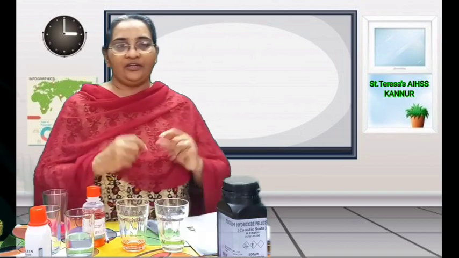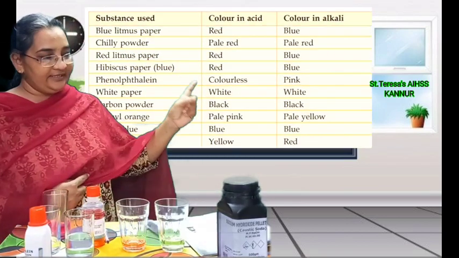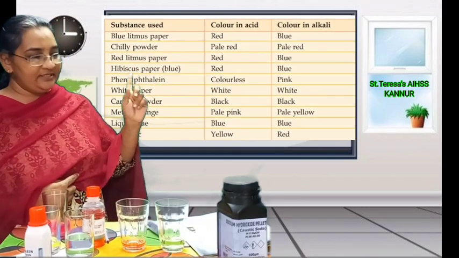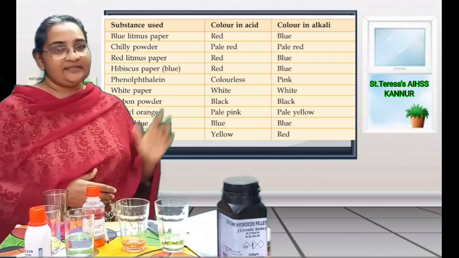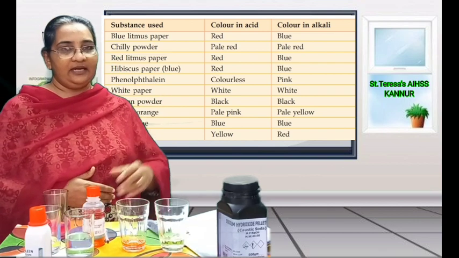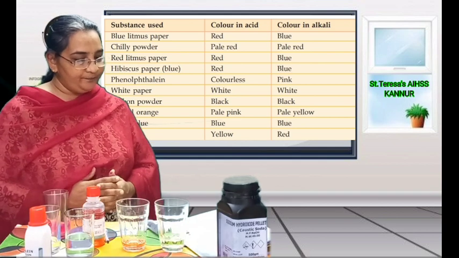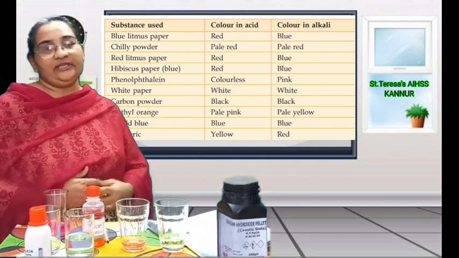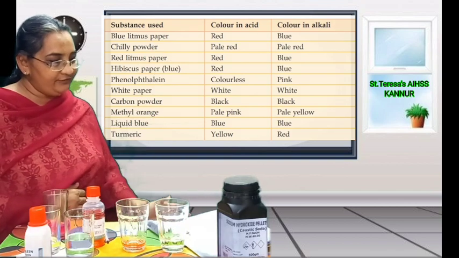Okay. Now in your science textbook, you can see a table given there. Can you see a table given there? Yes. What is in that table? The substance used is given. The color in acid is given. The color in alkali is given. What are we to do? Go through the table very carefully.